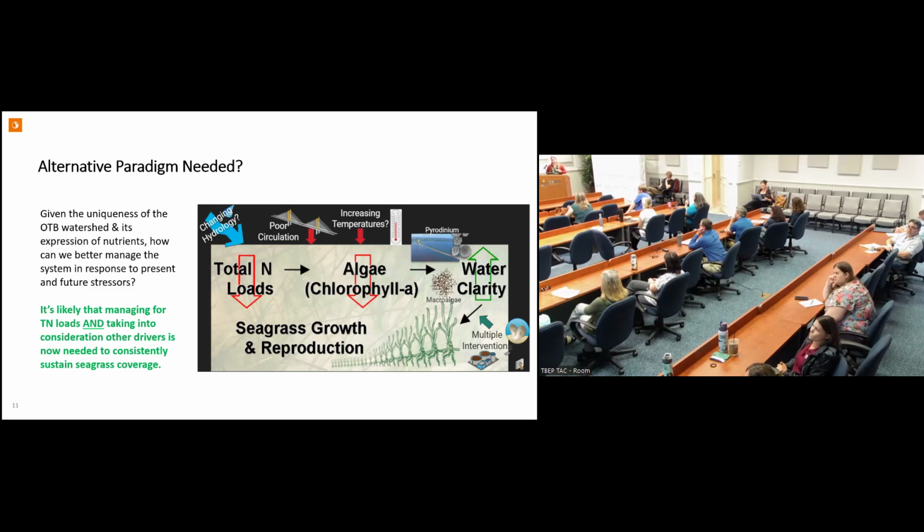So what we found is that it's managing for total nitrogen loads and taking into consideration the other drivers that's needed. So it's not just solely looking at the nitrogen inputs, but what are the things that we can't control, like temperature, flow, and hydrodynamic exchange between water within Old Tampa Bay. And that's what's all needed to try to improve the overall seagrass coverage.